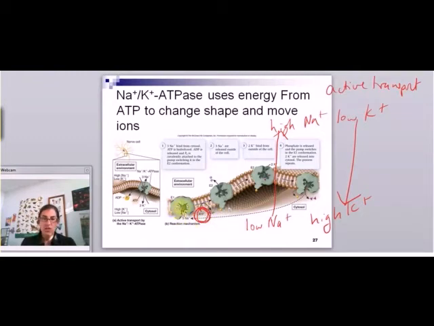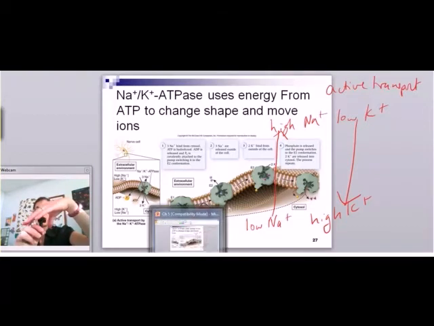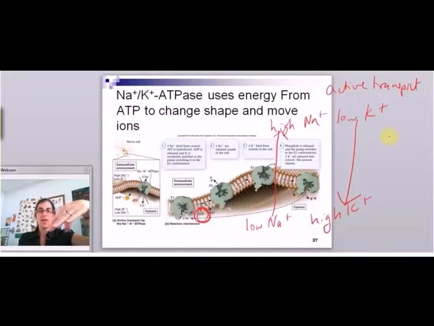So 3 sodiums load into the enzyme, then the enzyme flips. So again, sort of using my hand, there's 3 sodiums. The 3 sodiums come in, and then it flips, and the sodiums leave. Now the potassiums come in, and the protein flips back, and the potassium comes out. And then it's ready for the whole thing to happen again.